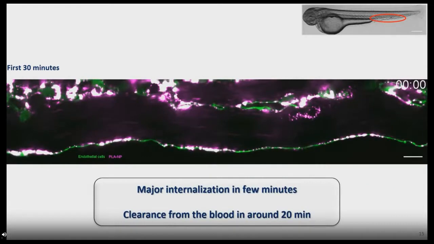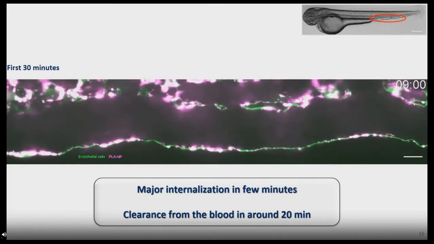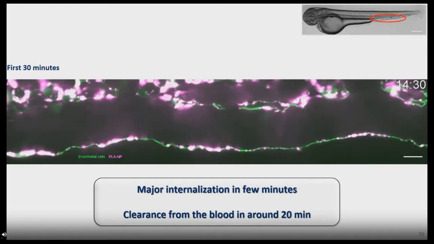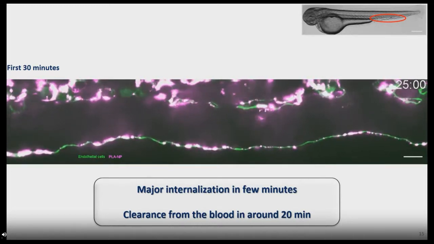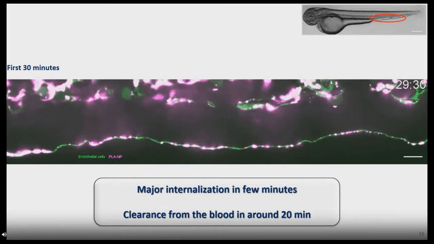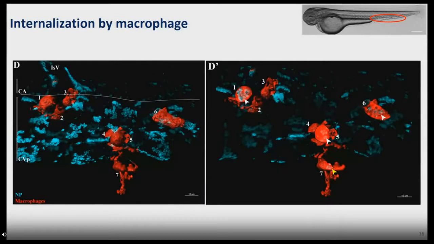We then wondered, okay, but what's the dynamic of that? How long does it take for the nanoparticle to be internalized and cleared from the blood? So then we did live imaging, where we injected and immediately went to the microscope. And then you can see the nanoparticles circulating. And you see that by around 20 minutes, almost nothing remains in the blood circulation. This is data we could confirm afterward with electron microscopy. So we know a bit more about what happened on the vascular, on the endothelial cells side.